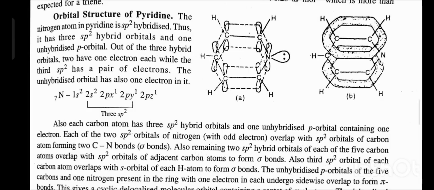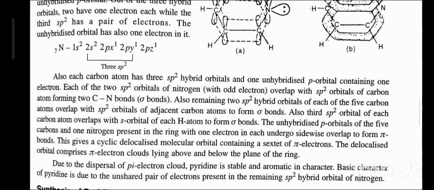Also, each carbon atom has 3 sp2 hybridized orbitals and 1 unhybridized p orbital containing 1 electron. Each of the 2 sp2 orbitals of nitrogen overlaps with an sp2 orbital of a carbon atom, forming 2 C-N bonds. Also, the remaining 2 sp2 hybridized orbitals of each of the 5 carbon atoms overlap with the sp2 orbital of an adjacent carbon atom to form a sigma bond. Also, the 3rd sp2 orbital of each carbon overlaps with the s orbital of a hydrogen atom to form a sigma bond.